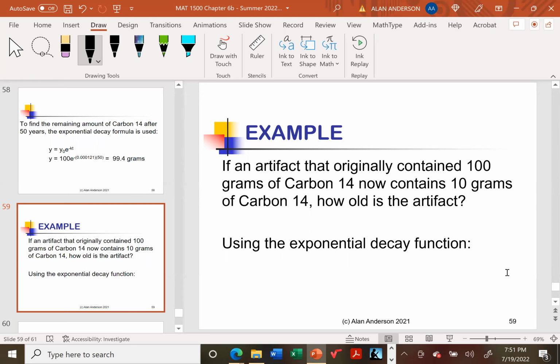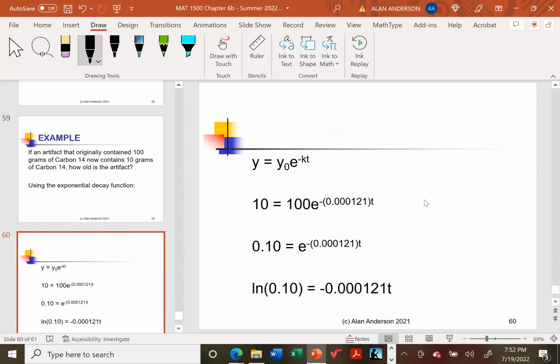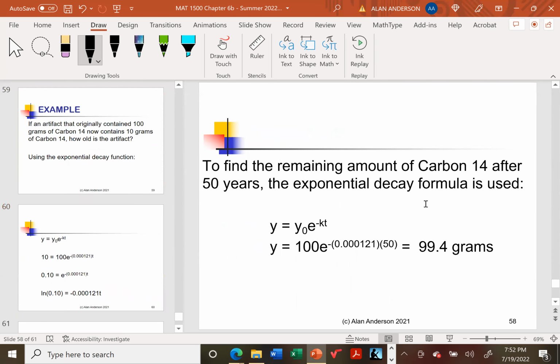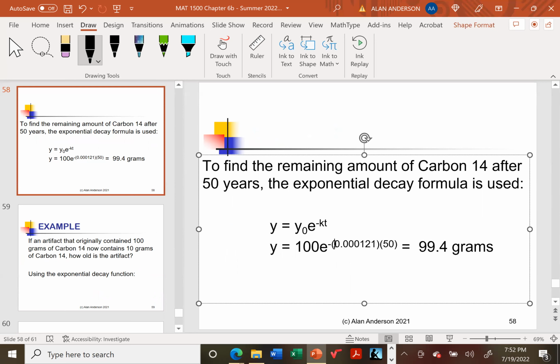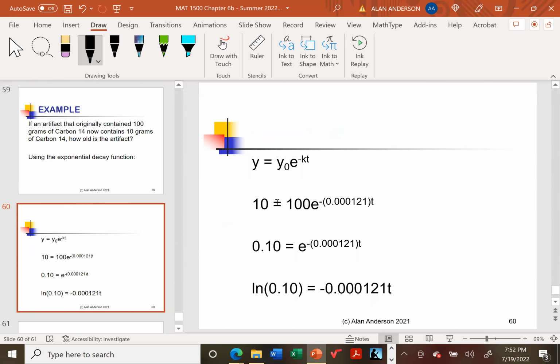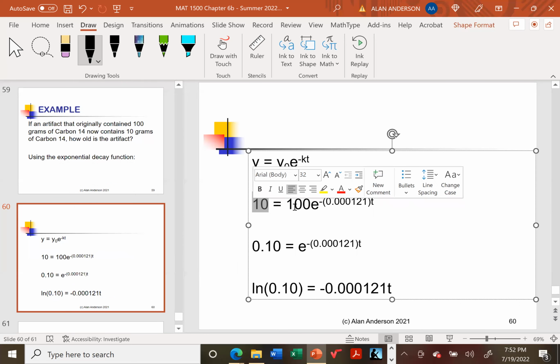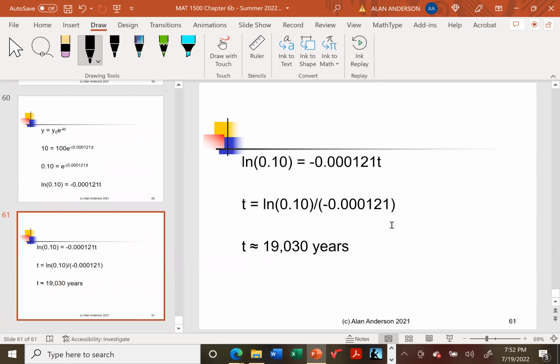Now, this is where you can use this for a Law and Order episode. Whatever it is that we're looking at, we know that originally contained 100 grams of carbon-14, and now it's down to 10. What is the implied age of the artifact? Okay. Well, now, by the way, we're assuming that this is the same decay rate for carbon-14 that we had here. So we plug that in. We have this new value, which is 10. The original value is 100. So doing all the algebra, we end up with 19,030 years.